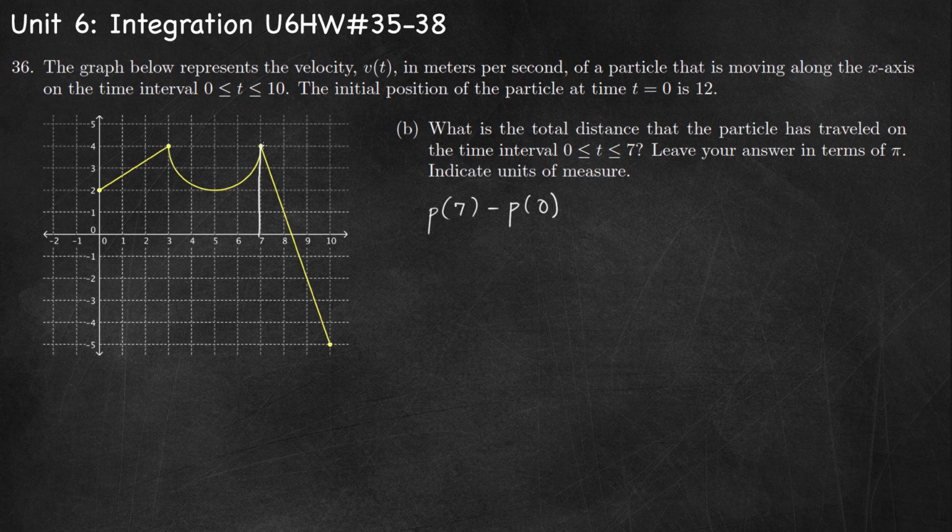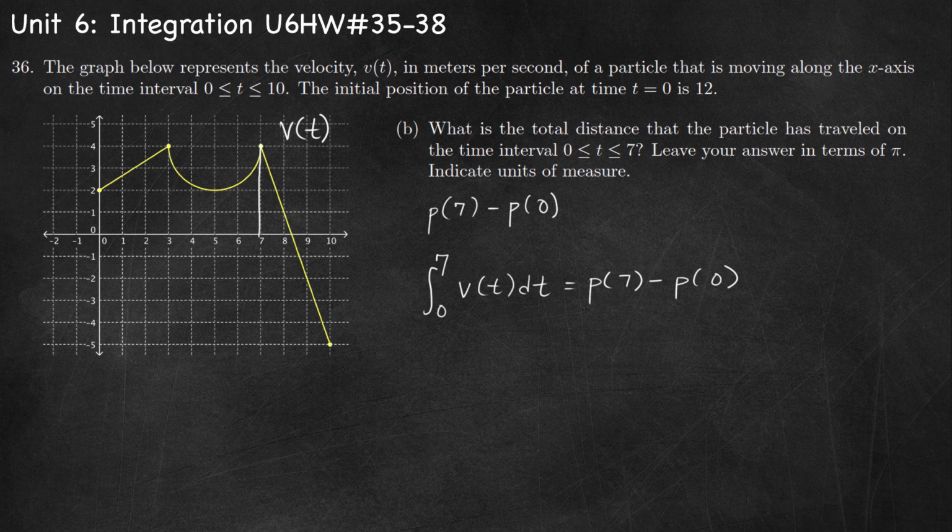Now, this is not the graph of p, so I can't just look at 7 and see what the y-coordinate is. This is the graph of v of t. So to get p of 7 minus p of 0, I want to think about what is the derivative of position. Well, it's velocity. So if I integrate velocity, I'm going to get position. And if I integrate it from 0 to 7, I'm going to get position at 7 minus position at 0. This, again, comes from the fundamental theorem of calculus.